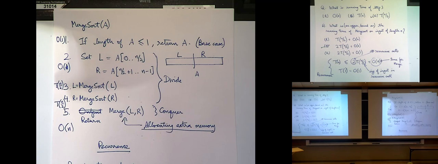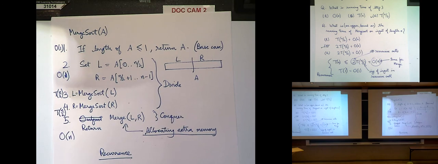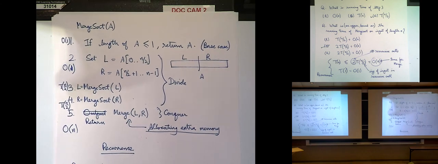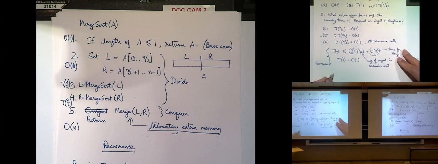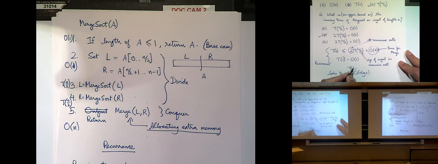Even when you do binary search, there's a recurrence, although I didn't write it out that way. T of n is at most T of n over 2 plus O of 1. That's another recurrence that comes up. So what we need to do is solve this recurrence. And when you solve it, you get O of n log n. So you can solve this to get that T of n is O of n log n.